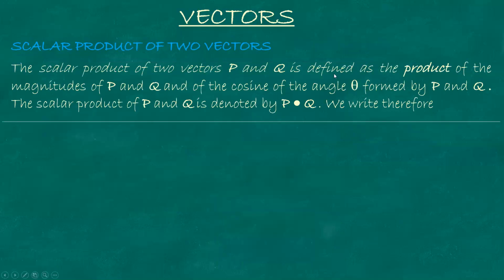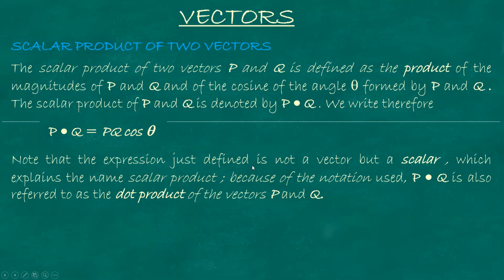The scalar product of two vectors P and Q is defined as the product of the magnitudes of P and Q and of the cosine of the angle formed by P and Q. The scalar product of P and Q is denoted by P dot Q. We write therefore P dot Q equals PQ cosine of theta.